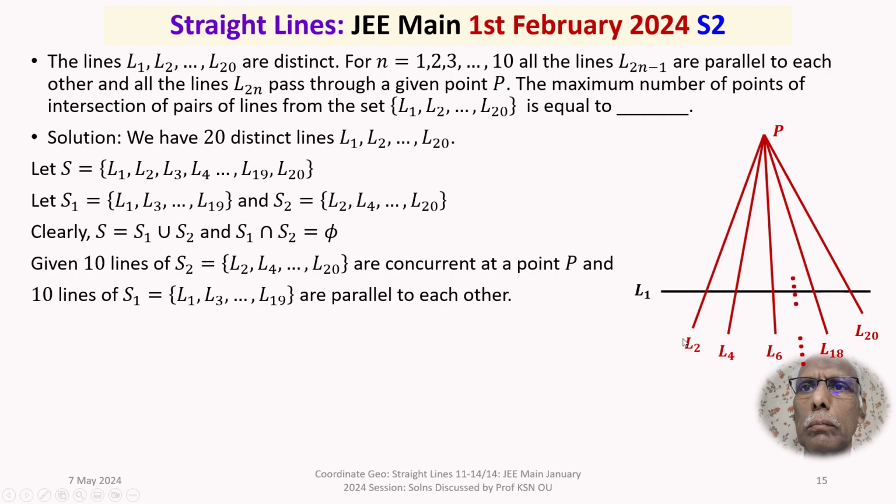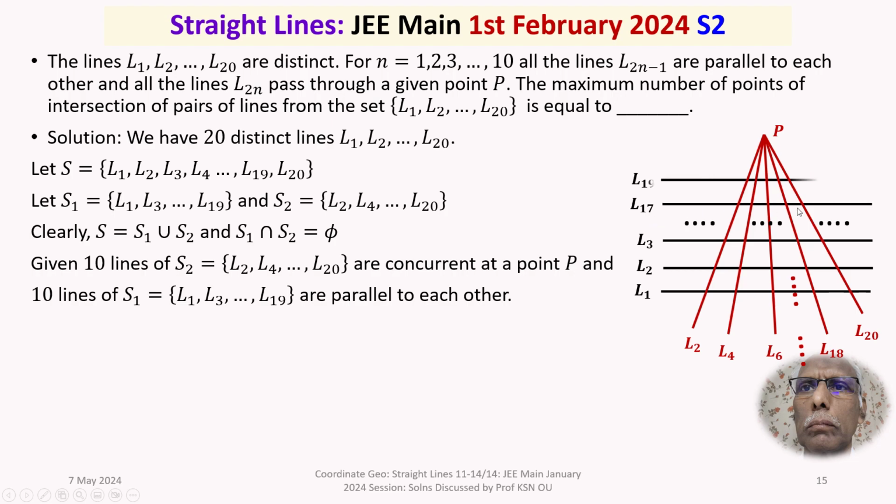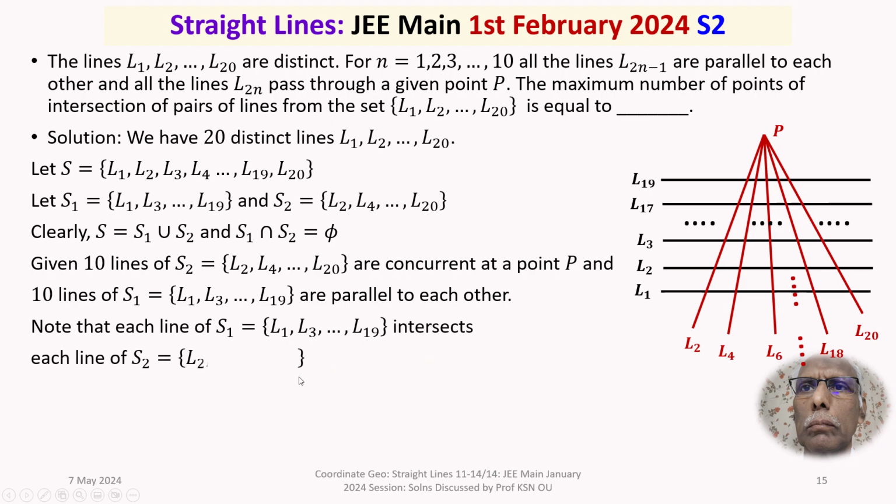So let's check S1, L1. L1 intersects each one of L2, L4, ..., L20 at exactly one point. Therefore, L1 intersects these lines at 10 points. L3, 10 points, and so on. L17, 10 points. L19, 10 points. So note that each line of S1 intersects each line of S2 at exactly one point.